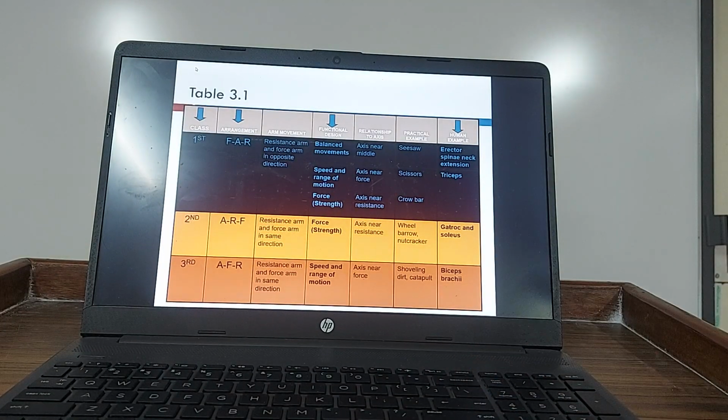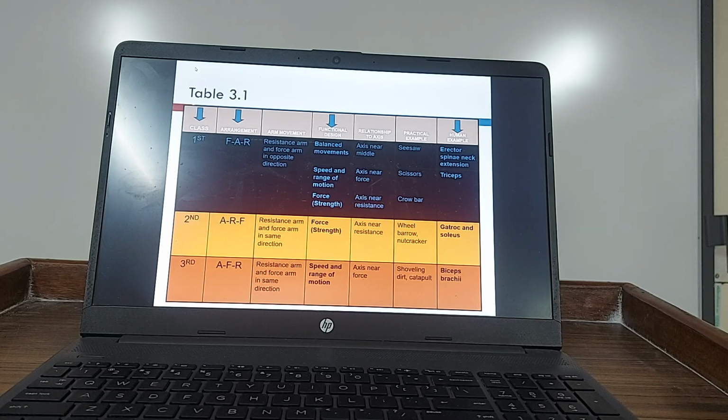Fine. Now this table is very important. I want you guys to go through this table. Now see, in the first class lever, the arrangement is axis in between the effort and the resistance. The resistance arm and the force arm are in opposite directions, which we saw in the seesaw.